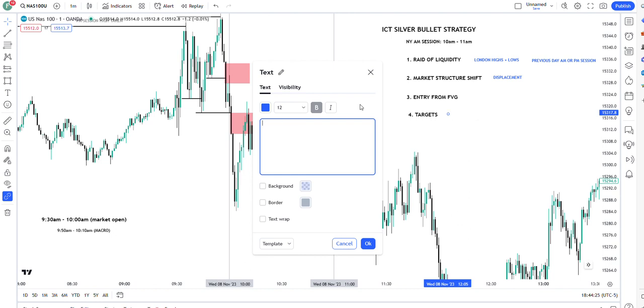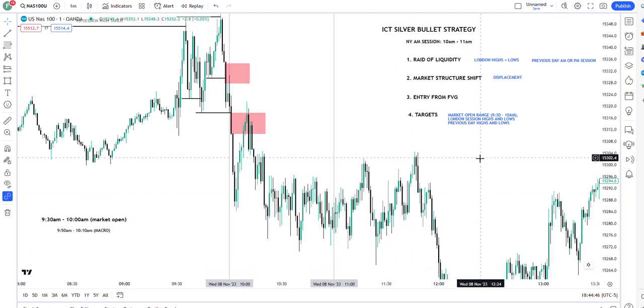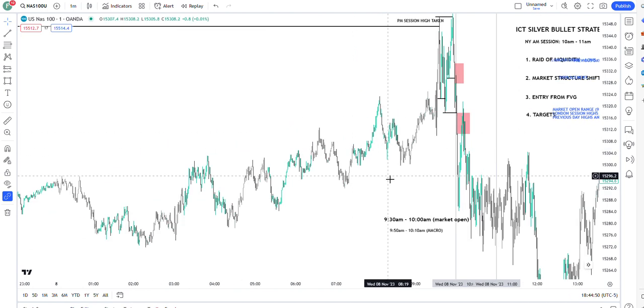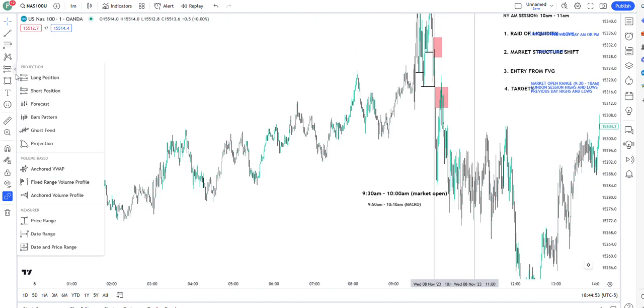Target, same thing. You've got the market open range. So you've got any highs or lows from 9:30 to 10 a.m. That could be your first target. You've also got London session highs and lows. And you've got previous day highs and lows. It just depends where the market is sitting. But I'll tell you in this example, it's the London session lows that are the most prominent and the most important, because I just want to point your attention to this.